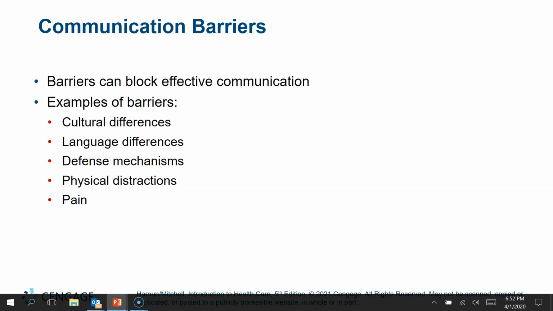There are a number of barriers to communication, and they can absolutely block effective communication. So they've listed a few of them here. Language differences, cultural differences. I have to tell you a funny story. It's actually not funny. It is now, but it wasn't funny when it was happening.